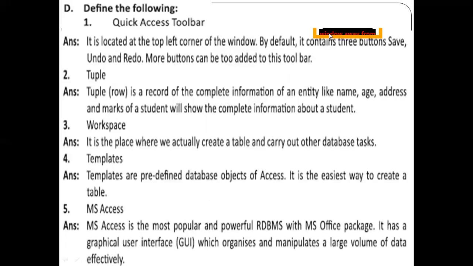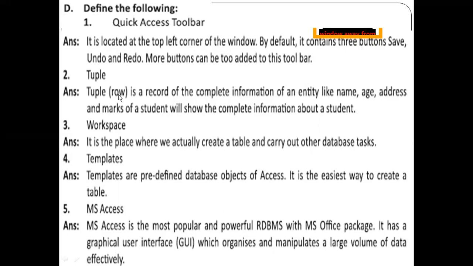Now, the second thing is define the following. So first one is quick access toolbar. It is located at the top left corner of the window. By default, it contains 3 buttons, that is save, undo, and repeat. More buttons can be added to this toolbar. That's why it is labeled as quick access, which you require every now and then. So those are save, undo, and redo. Undo means go back to the previous one, redo means do that thing again.